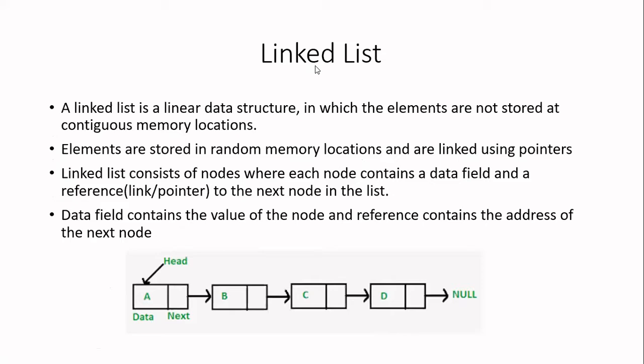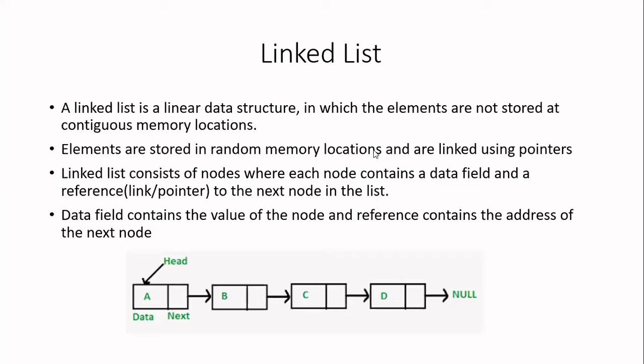Now let us see what it contains. A linked list is a linear data structure, and in a linear data structure, elements are stored in a linear way. An array is also a linear data structure, and elements are stored in continuous memory locations in an array. Whereas in a linked list, even though it is a linear data structure, elements are not stored in continuous memory locations. They are stored at random memory locations.